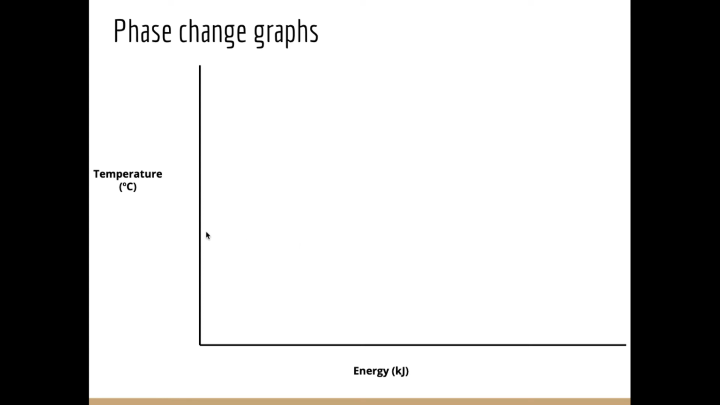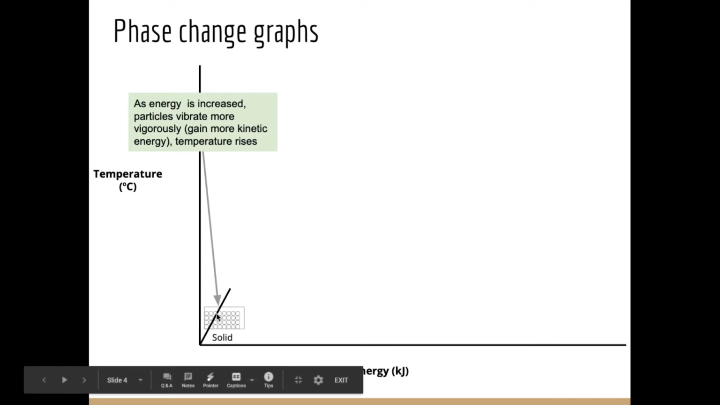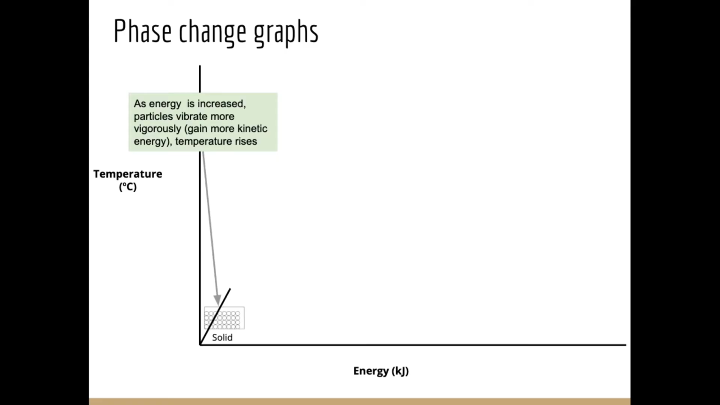So if we start off with a cube of ice, we have an ice cube in the solid form. It's got a very fixed three-dimensional lattice, fixed volume, fixed shape. As we increase the energy supplied, so we might want to picture if we were heating this ice cube up, if we were putting it over a Bunsen burner and then recording the temperature changes as we supply energy into that system. So as energy is increased, the particles will vibrate more vigorously, they gain more kinetic energy, and as a consequence, the temperature would rise, because essentially that's all temperature is, just a measurement of the particles' kinetic energy.